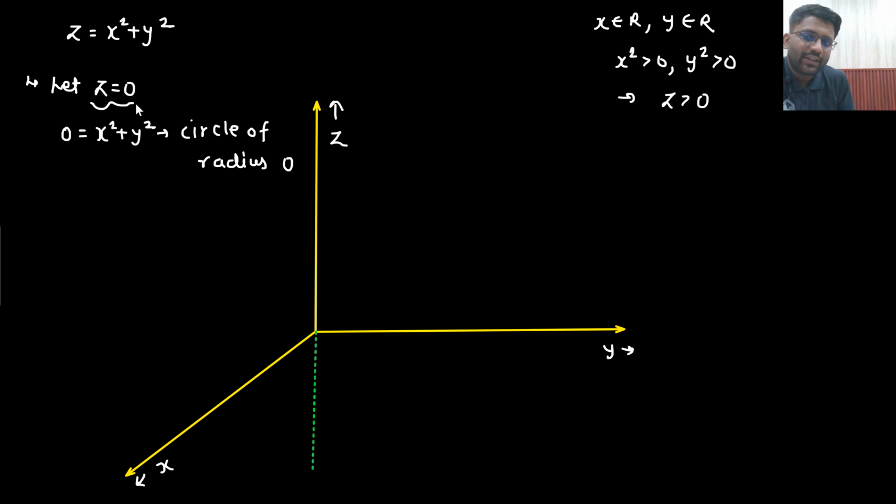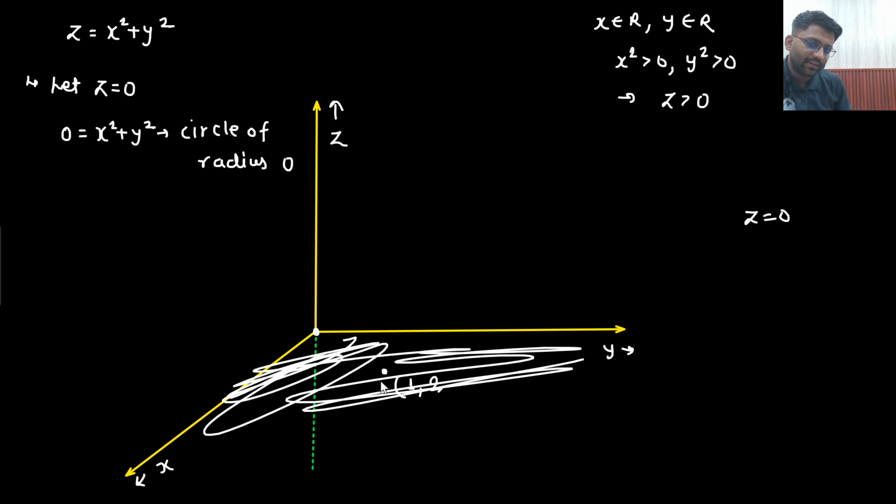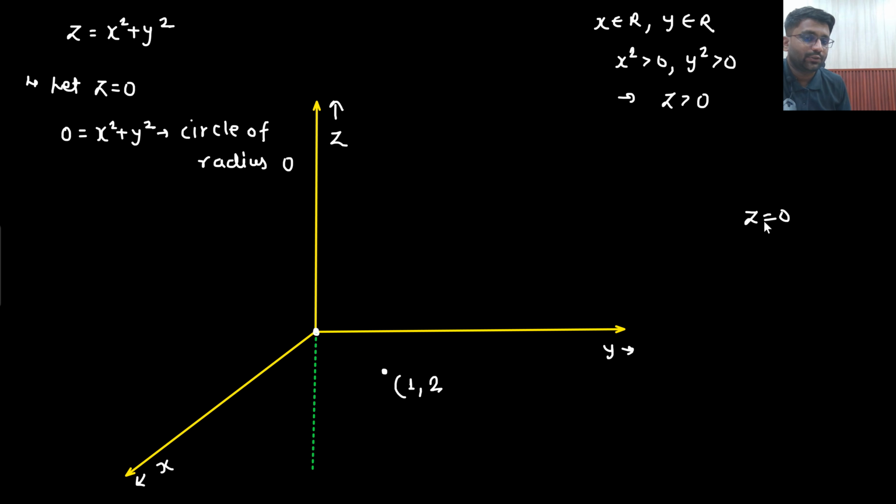And what is the meaning of z equals 0? Where will z equals 0 be? Z equals 0 will be here. That means the xy plane. On the xy plane, z equals 0 means nothing but the xy plane. On this particular point, when x is 1 and y is 2, what is the value of z? On this plane, the value of z is 0, no? Because in the z direction, we are not covering anything. So z equals 0 means the xy plane.